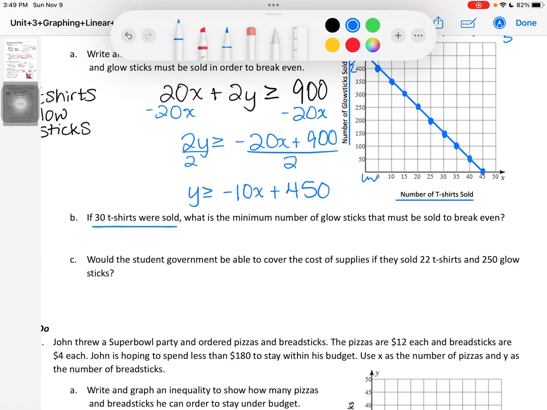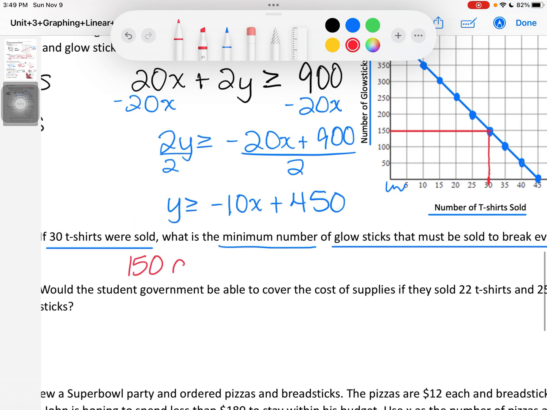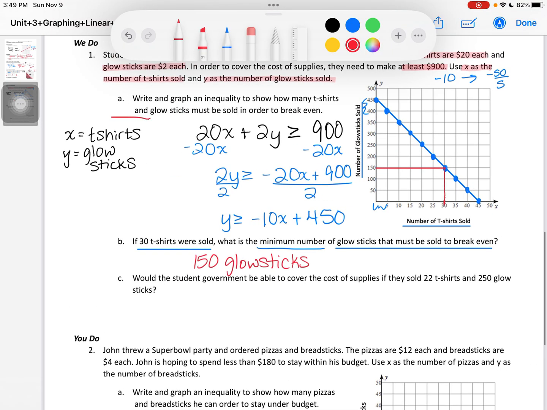If 30 t-shirts are sold, what is the minimum number of glow sticks that must be sold to break even? So we want to look where 30 t-shirts is. These are the t-shirts. So if we're looking at 30 t-shirts, how many must be sold? It's 150. If you didn't have a graph, you could always plug that in for x, because x is the t-shirts. So you would get y is greater than or equal to negative 10 times 30 plus 450. That's negative 300 plus 450, which is also your 150.